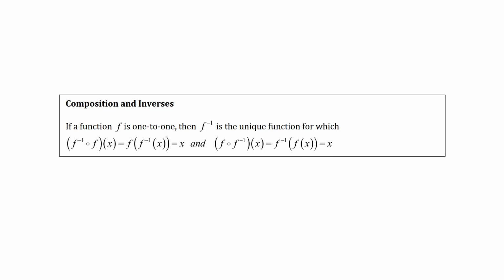According to this property, if you take the composition of a function and its inverse, the result after simplifying the composition will be x. In the next example, we're going to use this property to show that a set of 2 functions are inverses.